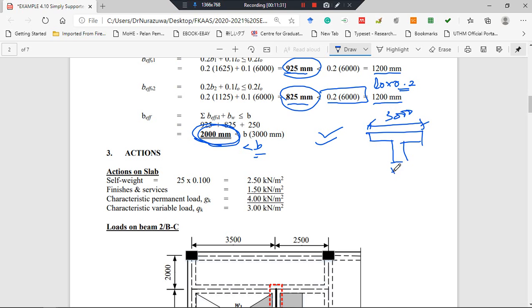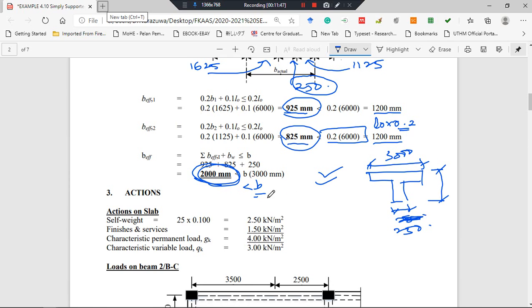And finally, this is our cross section: 3000 here, and 250 here. This is our dimension for the T-beam. And the overall depth of this beam is 500, because we earlier proposed 250 by 500. Okay, done. So this is the first step.